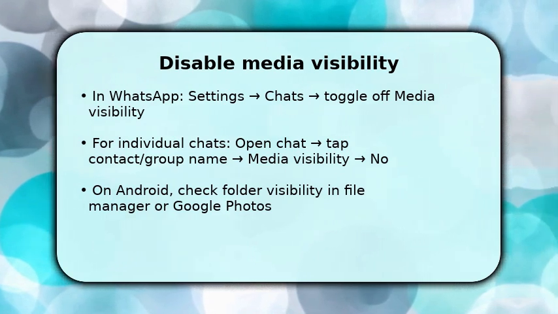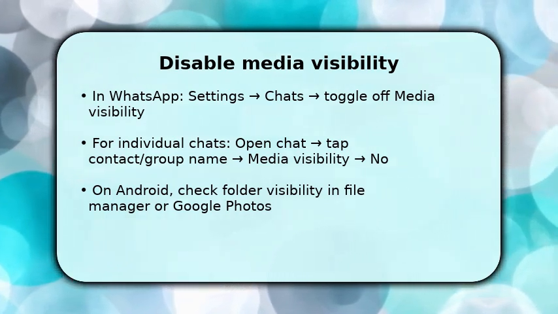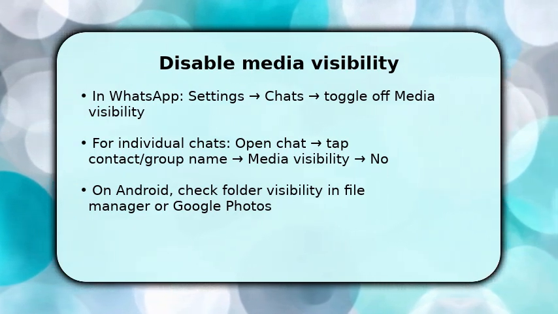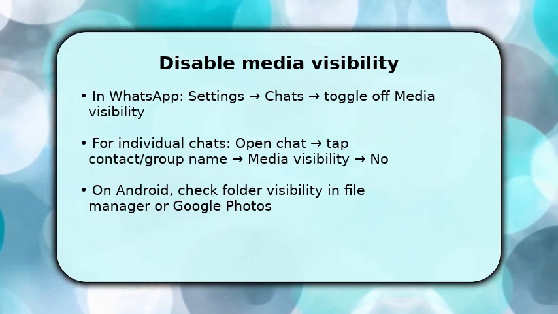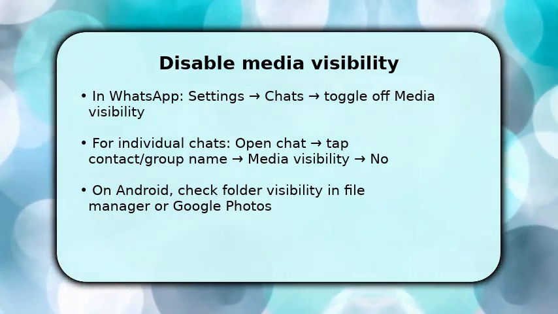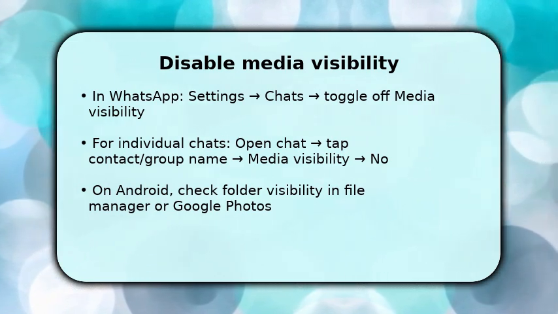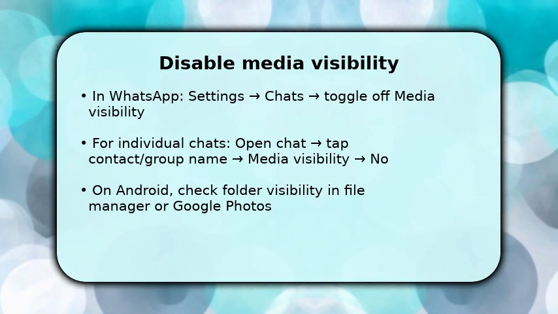Alternatively, open a specific chat, tap the contact or group name, choose media visibility, and select No to apply only there. On Android, follow up by hiding WhatsApp folders in Google Photos. Finish by confirming changes and cleaning up residual files so the gallery stops showing videos.